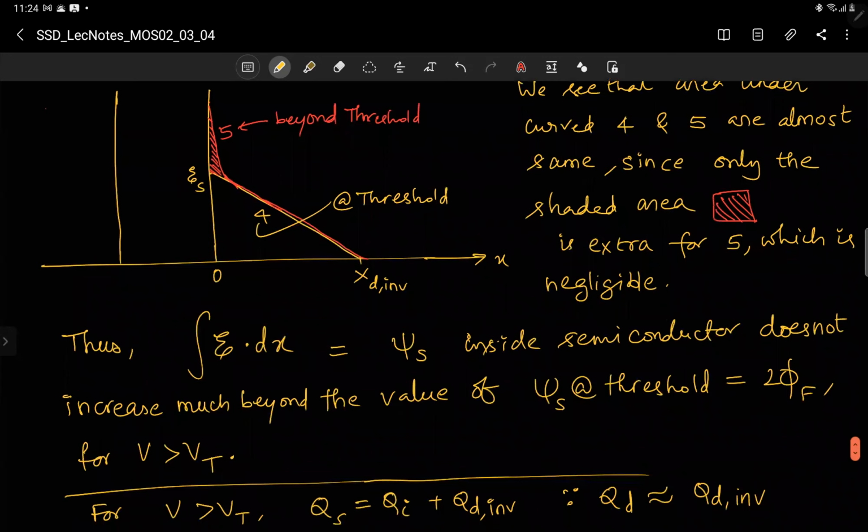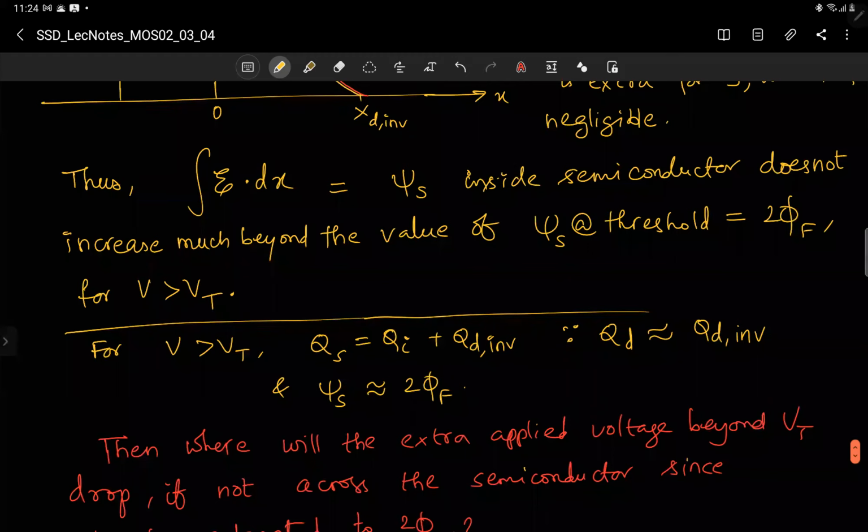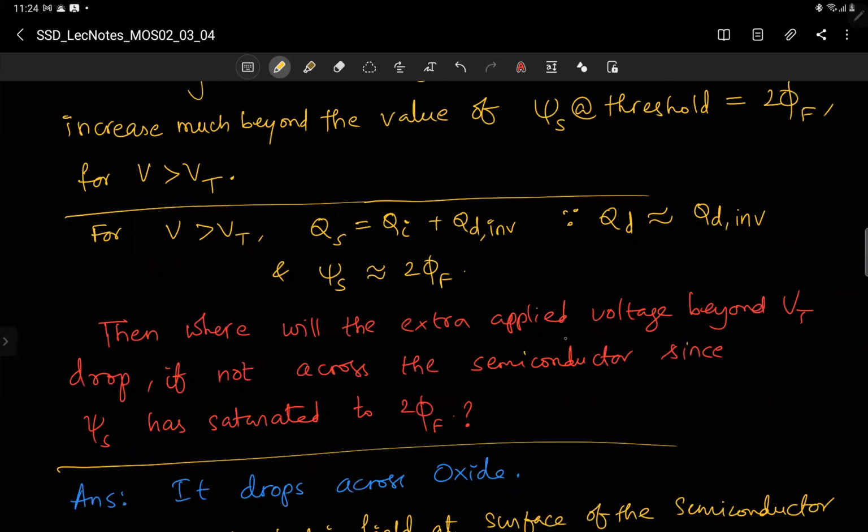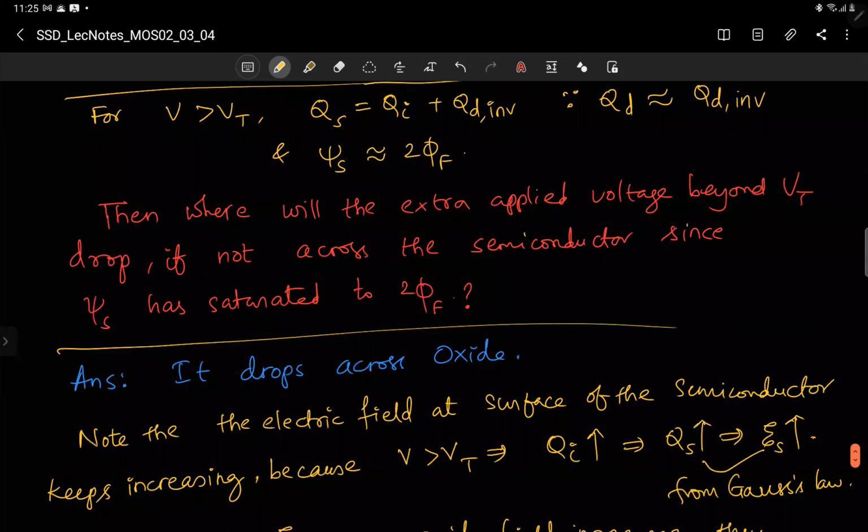Then the question that follows is, where will the extra applied voltage beyond VT drop? We have increased voltage beyond VT, but inside the semiconductor it has not changed. It is still 2 phi f. So where should it drop? The excess applied voltage beyond threshold voltage should drop across the oxide, because there is nothing else in the picture. So it drops across the oxide. We have to calculate that also and see.